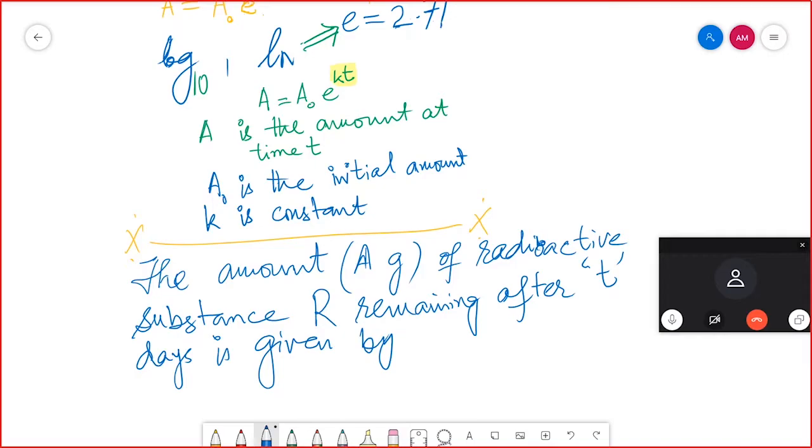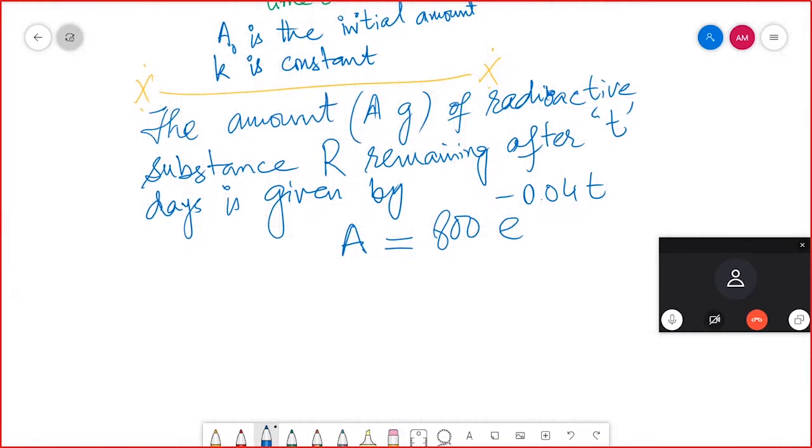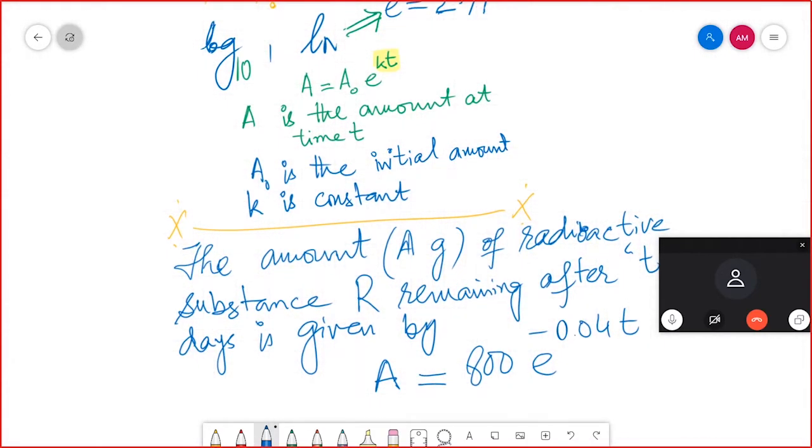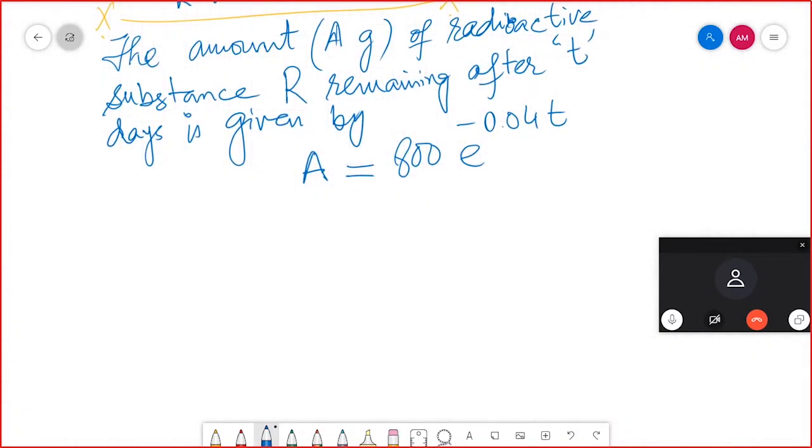So this is the equation which defines how much radioactive substance is left. So this is 800 e raised to the power minus 0.0. Do you understand this question? Have you written the formula in your notes? That's important. This one which I have made. Okay. So the first question is, let's take it.